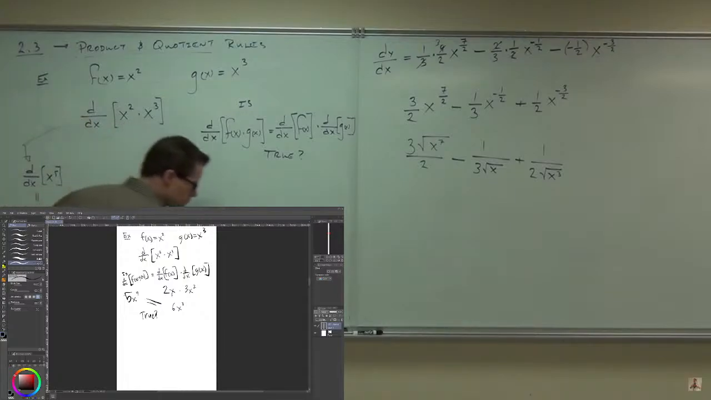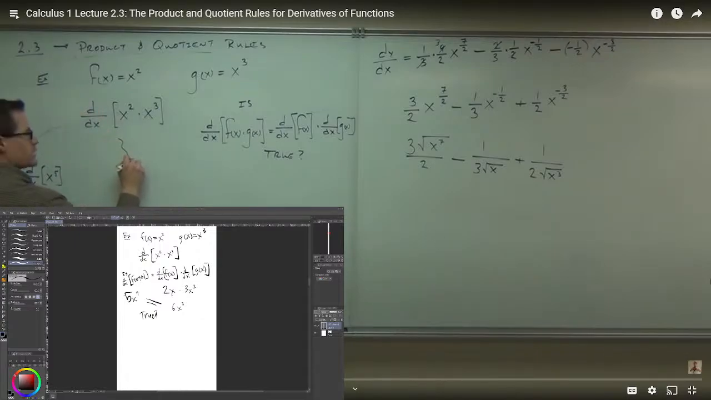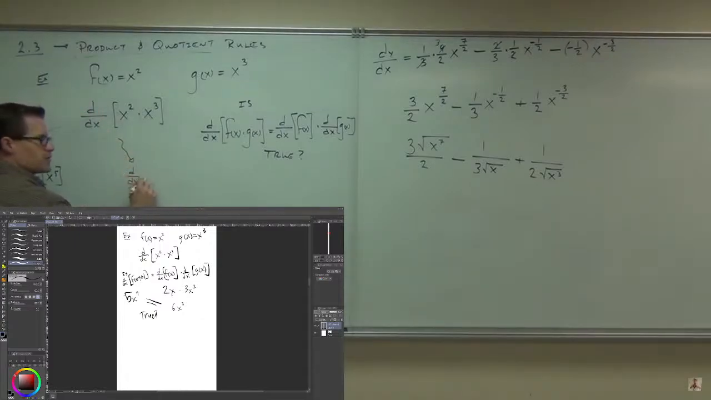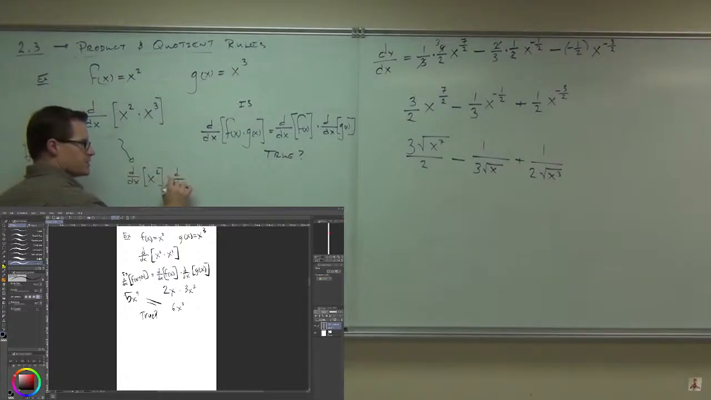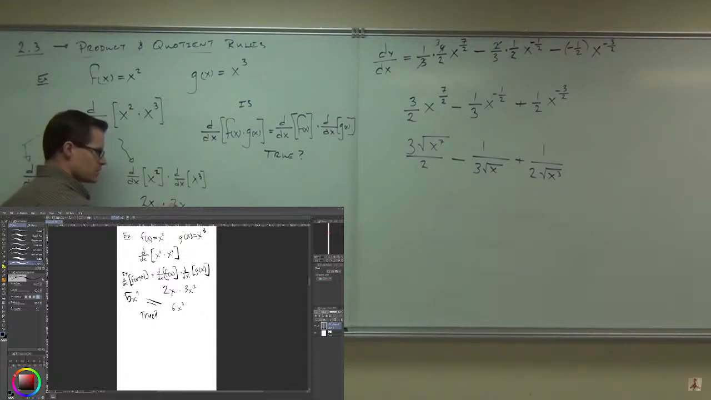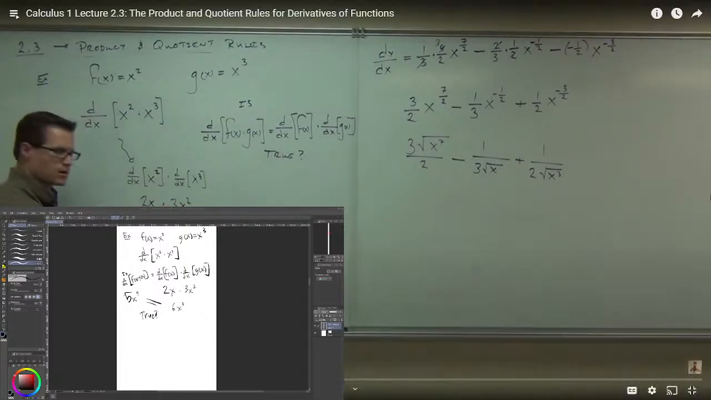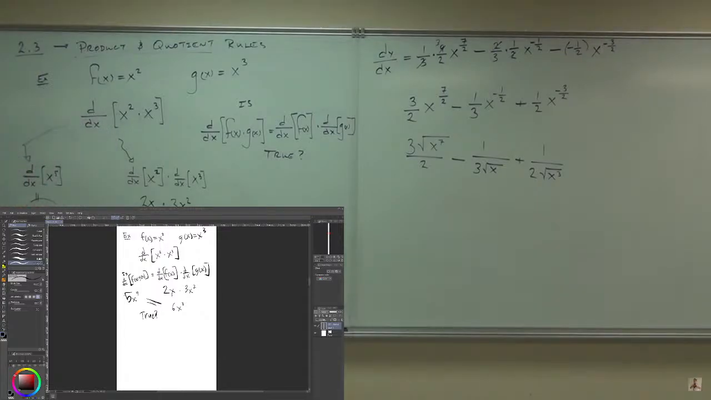No way this is true. Let's try this way. Let's try to do it. The derivative of the first times the derivative of the second. What's the derivative of x squared, our first? 2x. What's the derivative of our second? 3x squared. Is it the same? 6x squared. No. We get 6x cubed. We got two different answers.